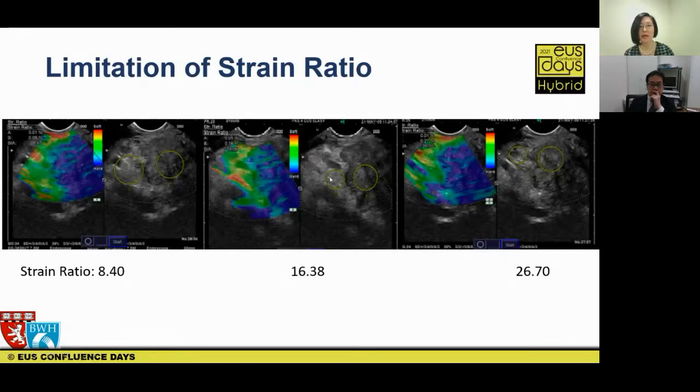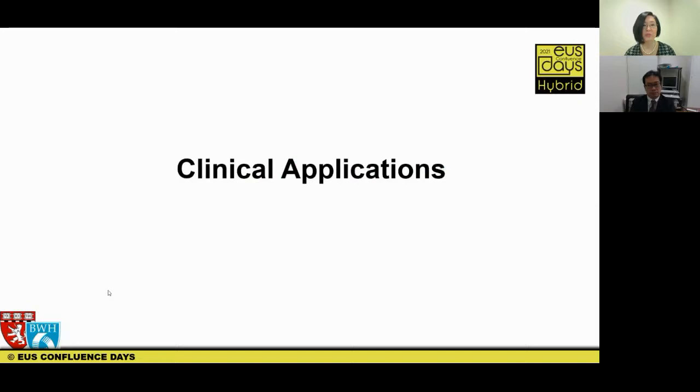And you can see that in the middle EUS B mode image as well as the right as well. They're all a similar distance, similar size as well. However, you can see that the strain ratios vary greatly from 8.4 to 26.7, and this is all from the same pancreatic mass. So just re-emphasizing that this is rather subjective and a very relative measurement.